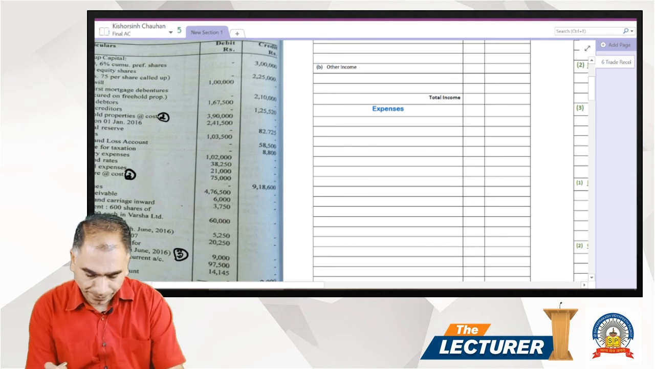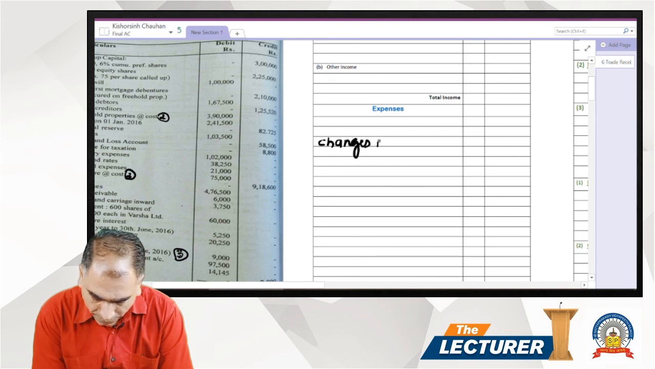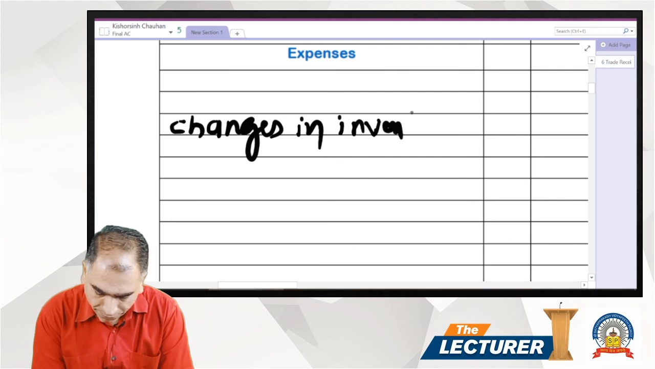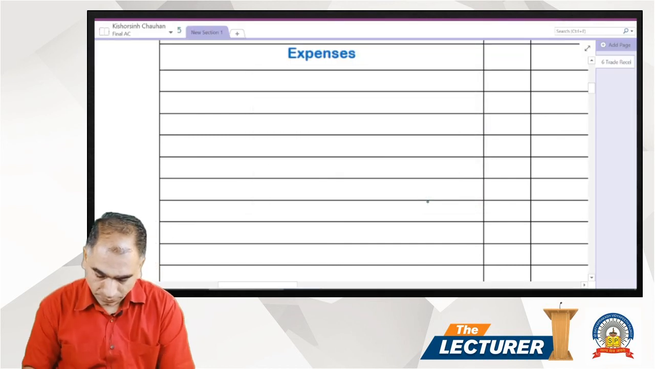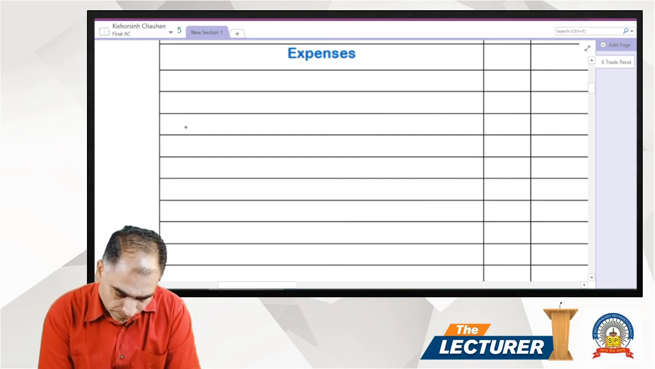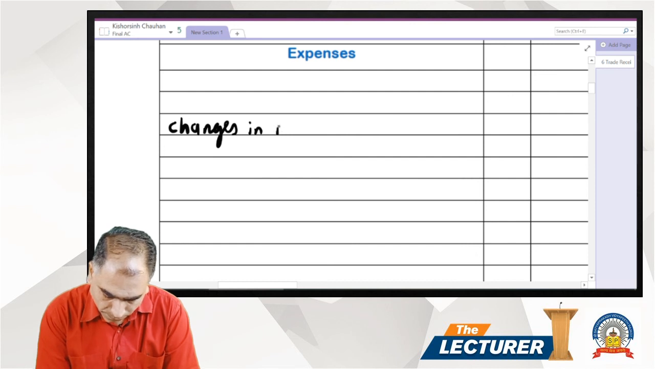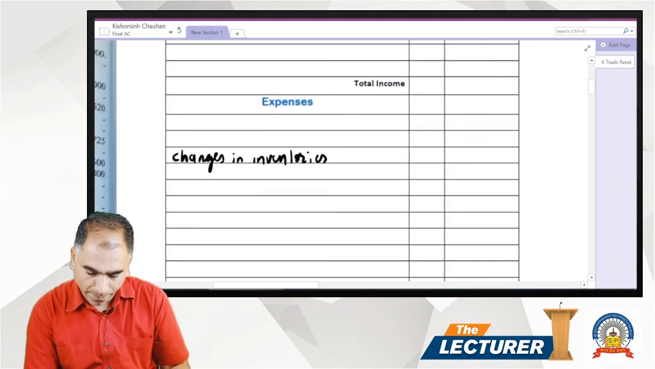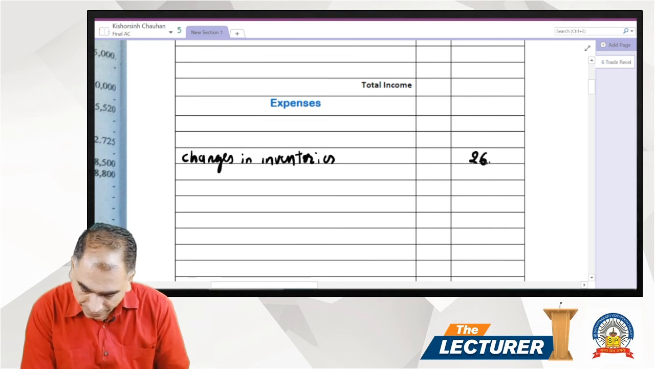We call it changes in inventories. We call it changes in inventory. That comes to 26,500.